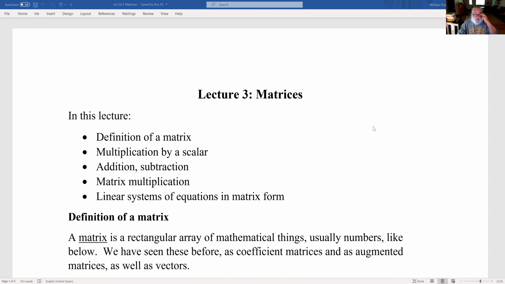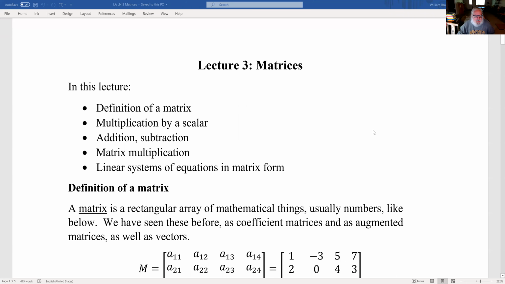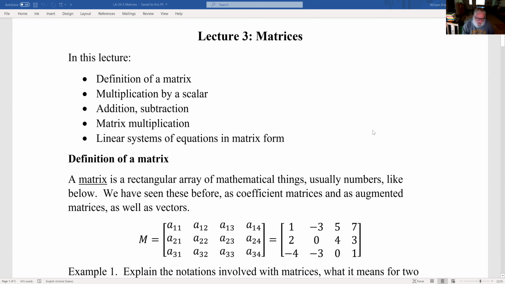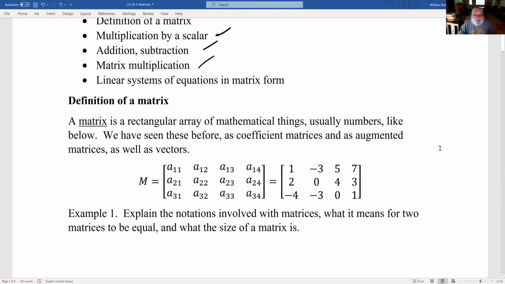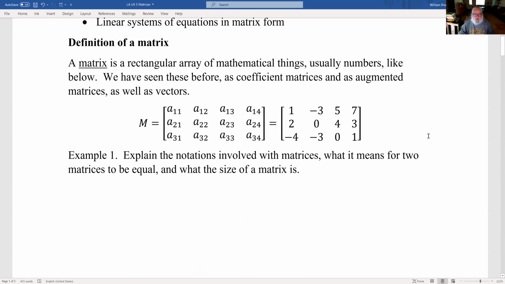A lot of linear algebra is about matrices, so we're going to walk through some definitions of what a matrix is and some matrix algebra: multiplication by scalar, addition, subtraction, matrix multiplication, and how we look at linear systems of equations in matrix forms. So a matrix is a rectangular array of mathematical things, usually numbers, like we've seen before, like a coefficient matrix. So that's a matrix.